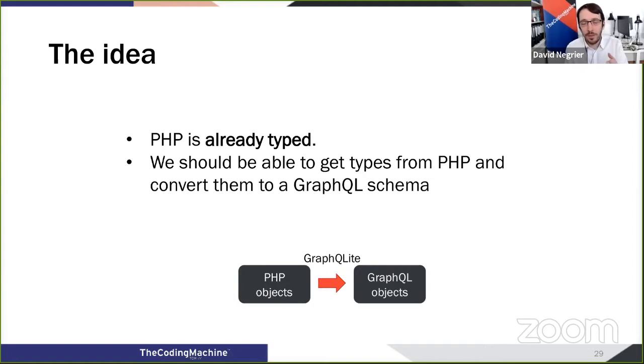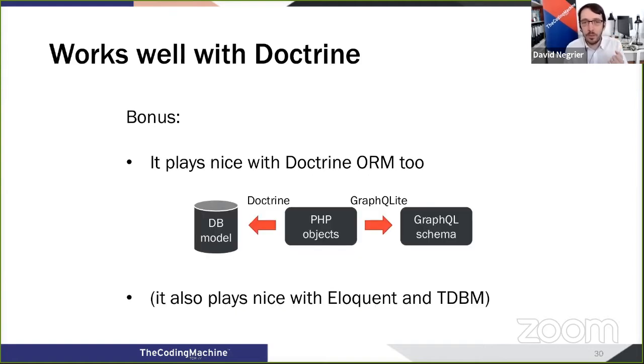And what is kind of fun is that it actually plays quite nicely with Doctrine. Doctrine is the ORM used by Symfony. Basically, in Doctrine, you put annotations in your PHP objects, and Doctrine does a mapping between PHP objects and database tables. And from the PHP objects, it can generate the database model. And with GraphQLite, we are doing the same thing. We are starting from the PHP objects, and we are generating a GraphQL schema.